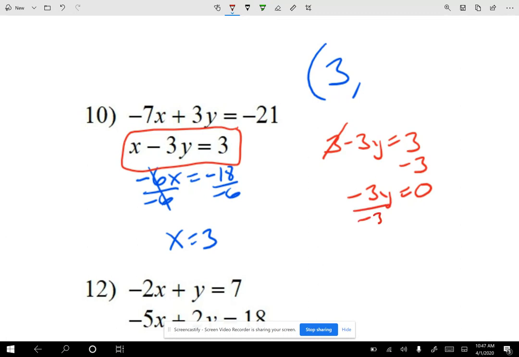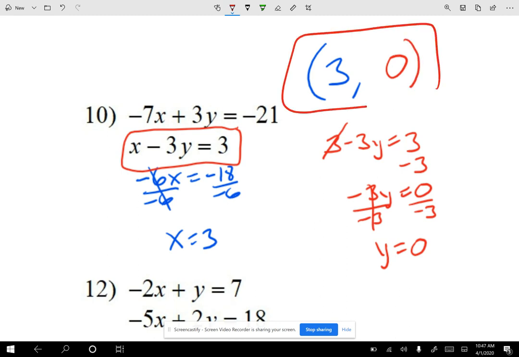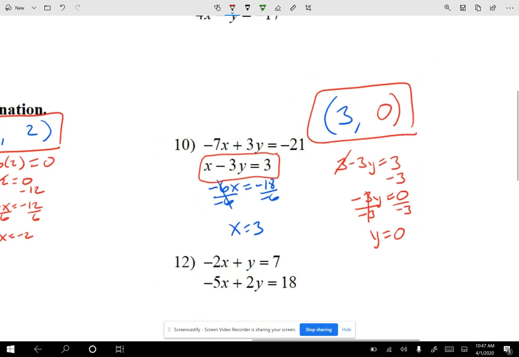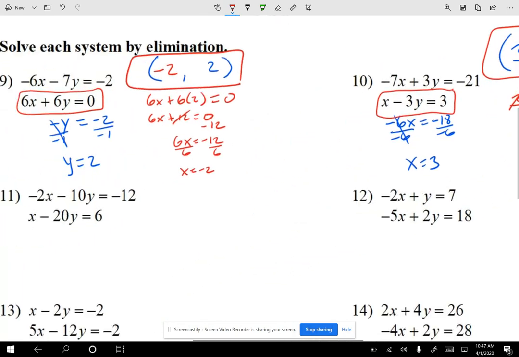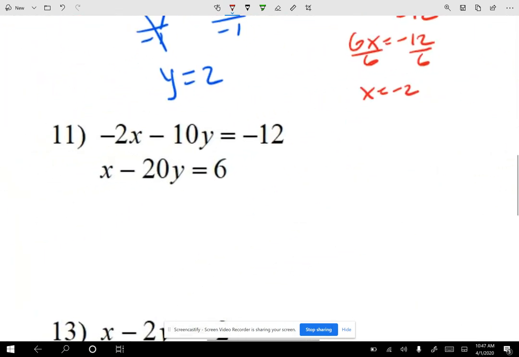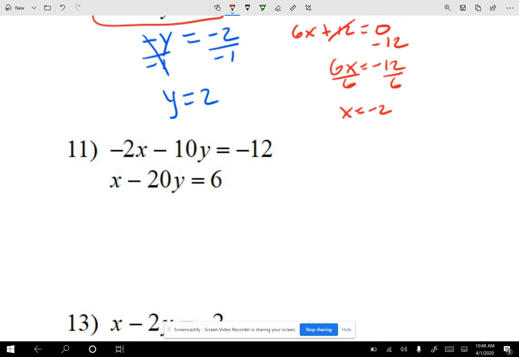Let me divide by negative 3. 0 divided by negative 3 is 0. So now I know my y value. So my answer is 3, 0. Make sure that after the comma you put a space. And so you want your equations such that one of them cancels out. Let's take a look at number 11.